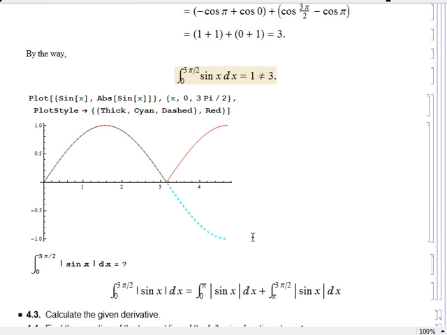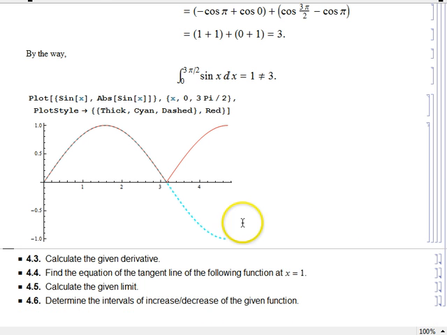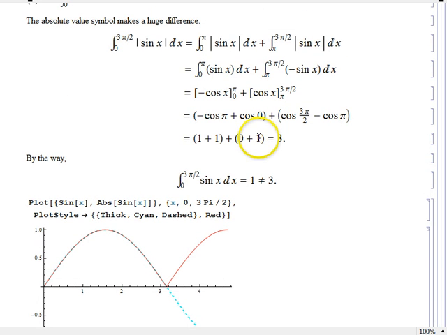Here's a visualization. The light blue dotted curve is just the sine function going up and then down. As you can see, this negative part will cancel out a part of this positive part. The red solid line is the absolute value. There is no cancellation for the red part. Sorry. So everything is positive. Consequently, the red integral is going to be bigger. Naturally, 3 is bigger than 1.